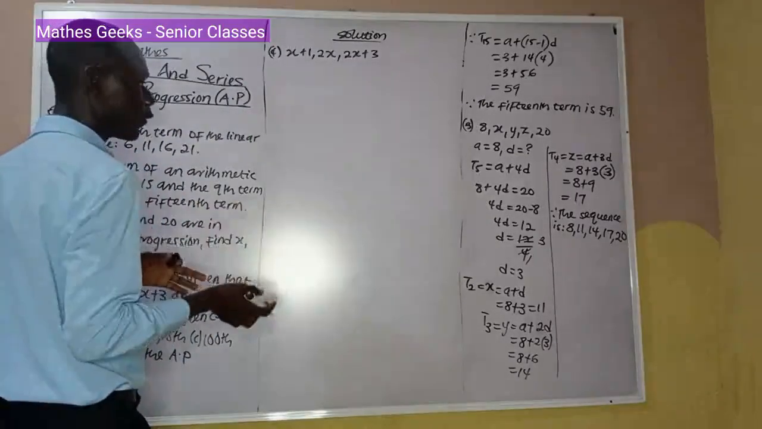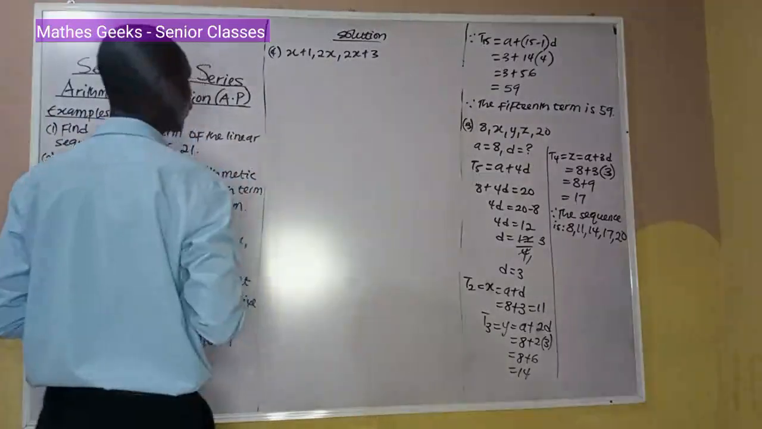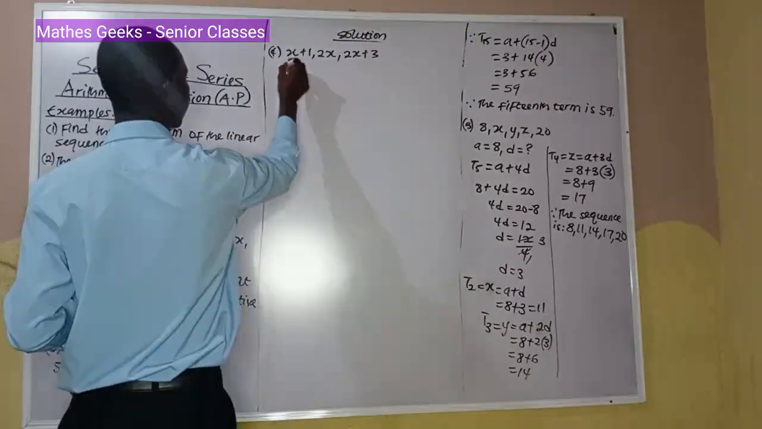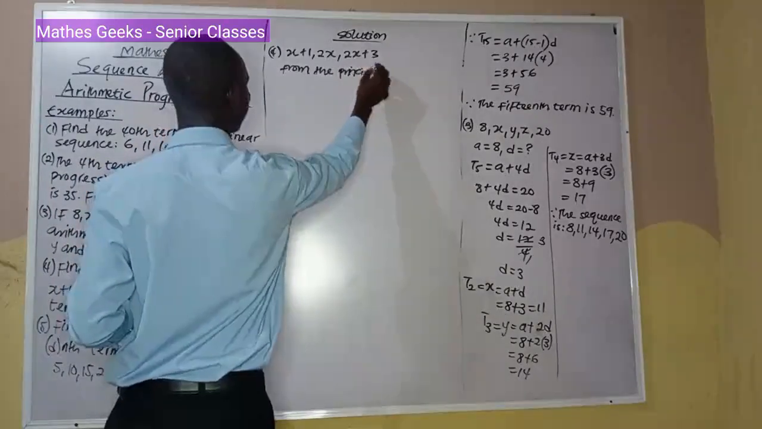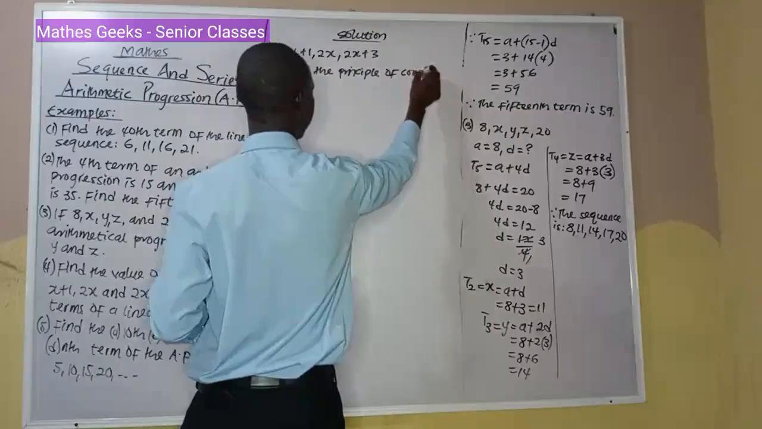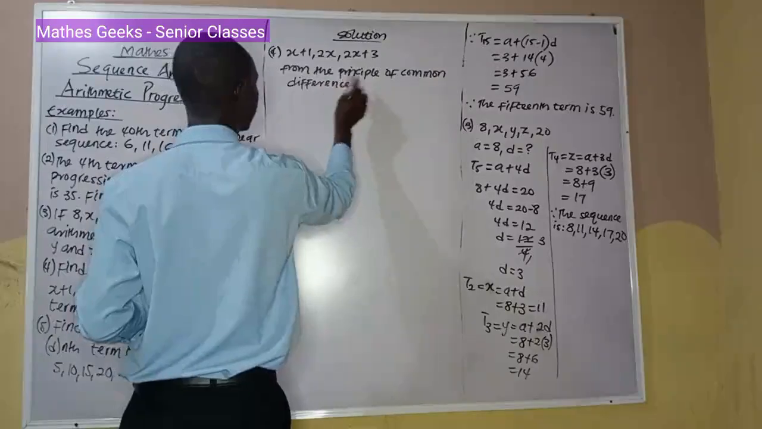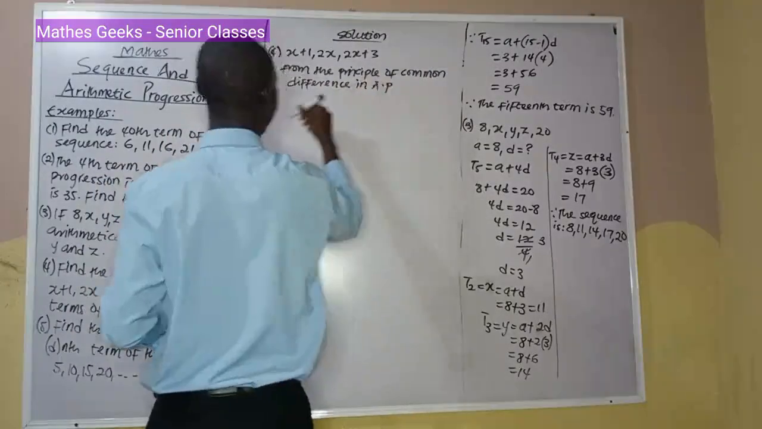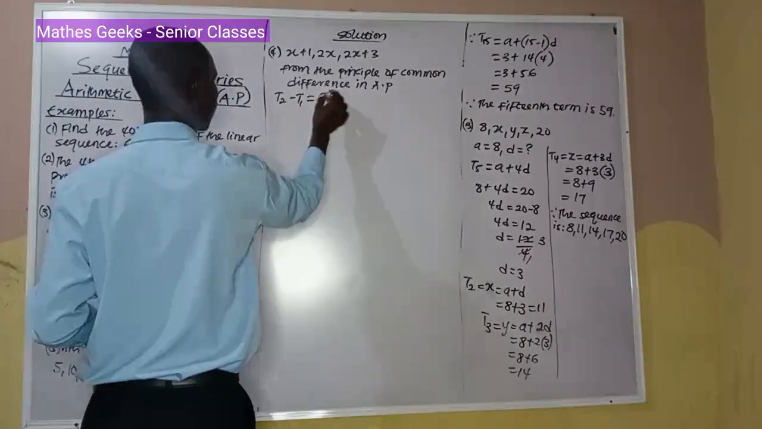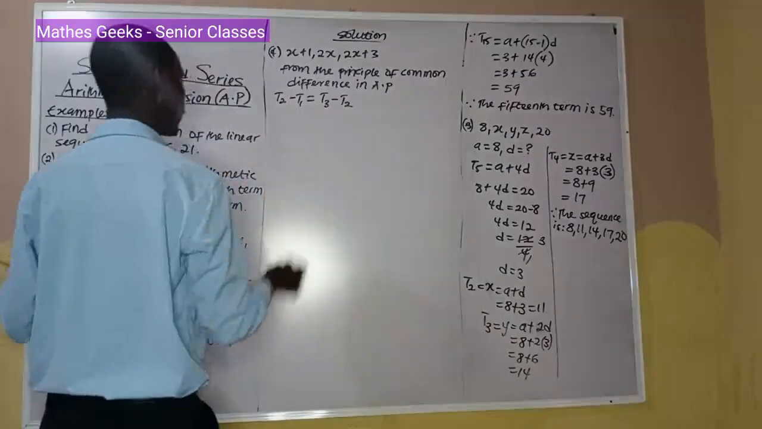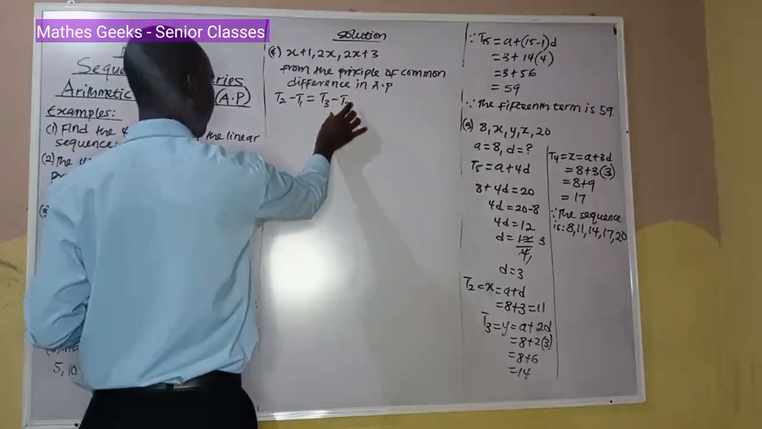We didn't say we should look for the fifth term or sixth term or whatever. The question wants us to get the value of x. So what do we do? We apply the principle of common difference in arithmetic progression, in A.P, that says that the second term t2 minus t1 is equal to t3 minus t2. Which means that the common difference will be the same if you remove the first term from the second term or the second term from the third term.